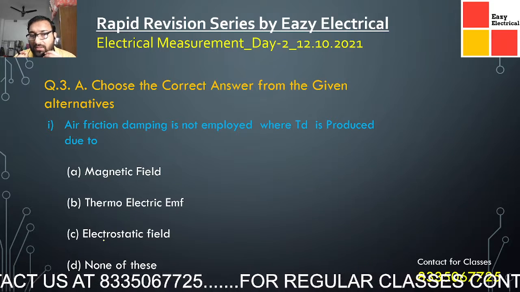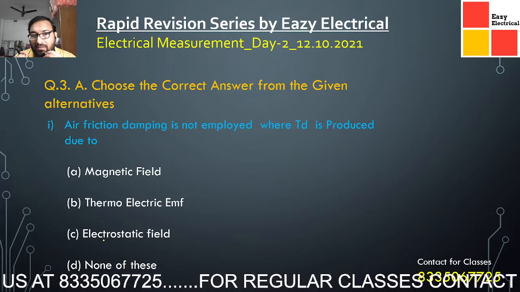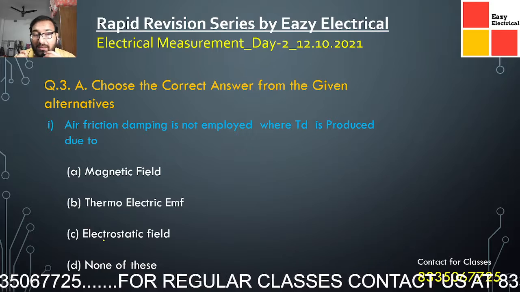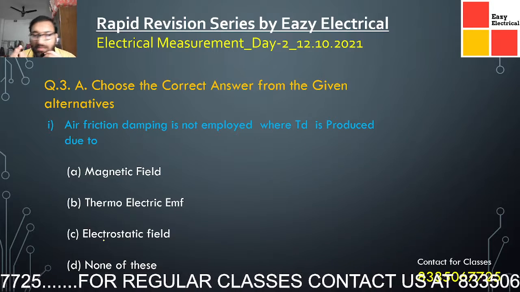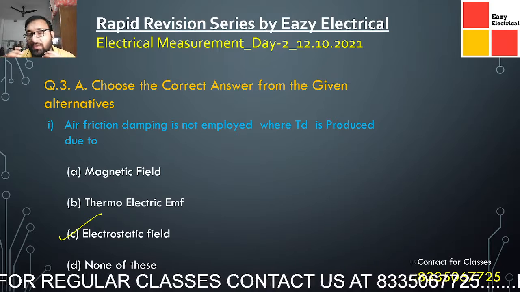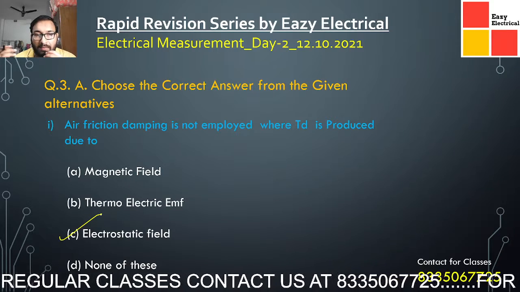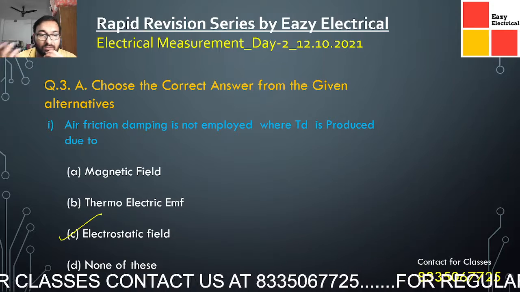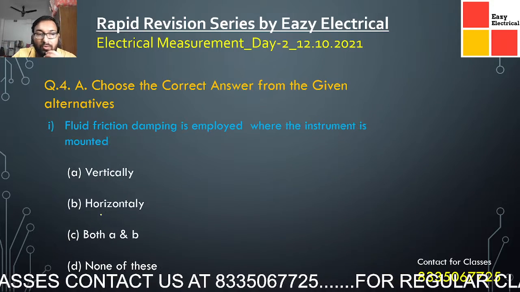Basically, you must know that air friction damping is employed in magnetic field or thermoelectric EMF cases. But in electrostatic instruments, we do not use that. In electrostatic voltmeters, we use the fluid friction damping. One more fact is that the voltage levels are also high in the case of electrostatic voltmeters.